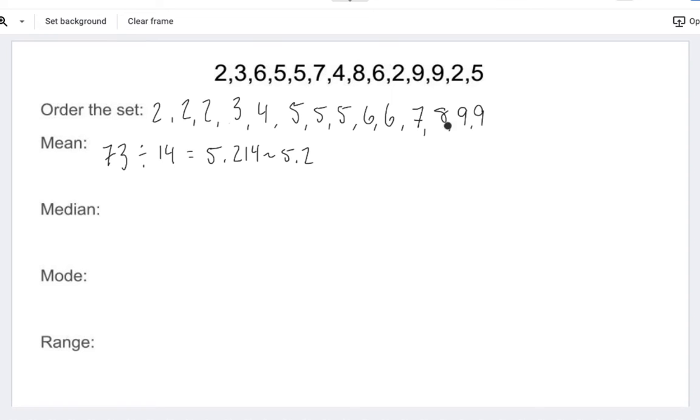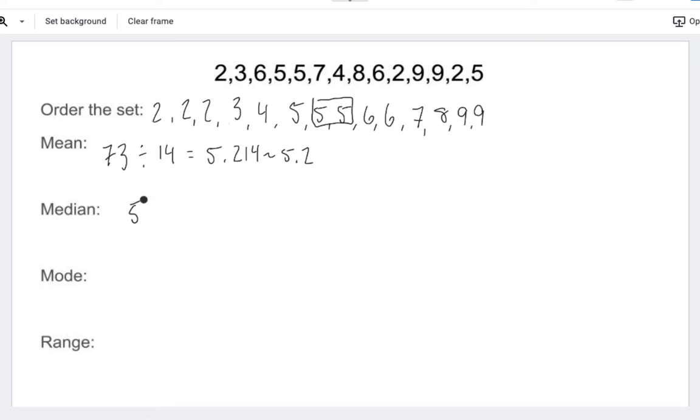The median value is going to be the number in the middle. So remember, since we had 14, that's an even number, there's going to be two values in the middle. So 14 divided by 2 is 7. So the 7th and 8th are going to be the numbers in the middle. So 1, 2, 3, 4, 5, 6, 7. So 7 and 8 are both 5s.